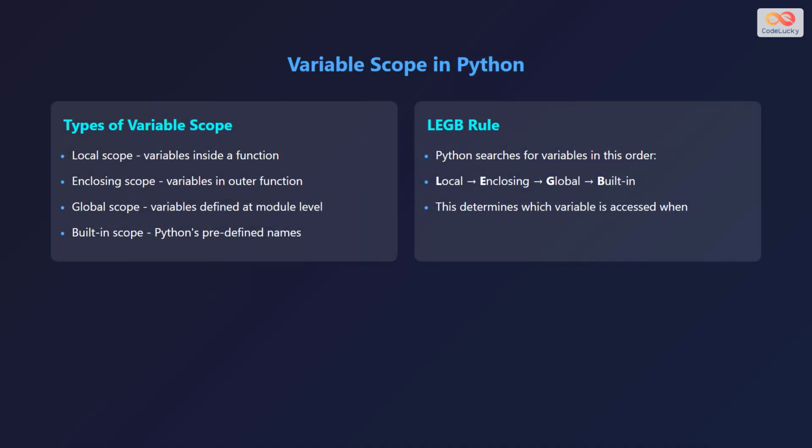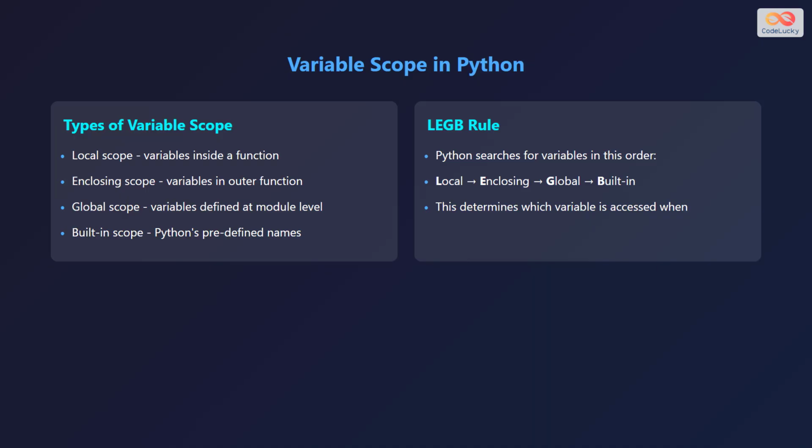Let's begin by understanding what variable scope means in Python. There are four main types of variable scope. First, local scope, which refers to variables that are defined inside a function. These variables are only accessible within that function. Second, enclosing scope includes variables in an outer function when dealing with nested functions. These variables are accessible within the inner function.